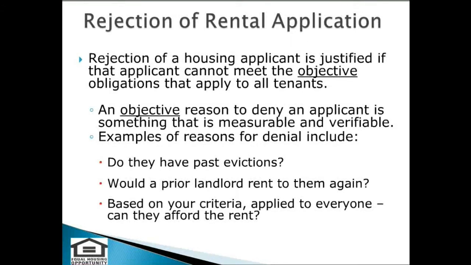Rejection of a rental application. Rejection of a housing applicant is justified if that applicant cannot meet the objective obligations that apply to all tenants. An objective reason to deny an applicant is something that is measurable and verifiable. Examples of reasons for denial include: do they have past evictions? Would a prior landlord rent to them again? Based on your criteria applied to everyone, can they afford the rent? A landlord should never use a subjective reason for denial, meaning a reason that can't be verified. Example, you have a bad feeling about the applicant because of his race.